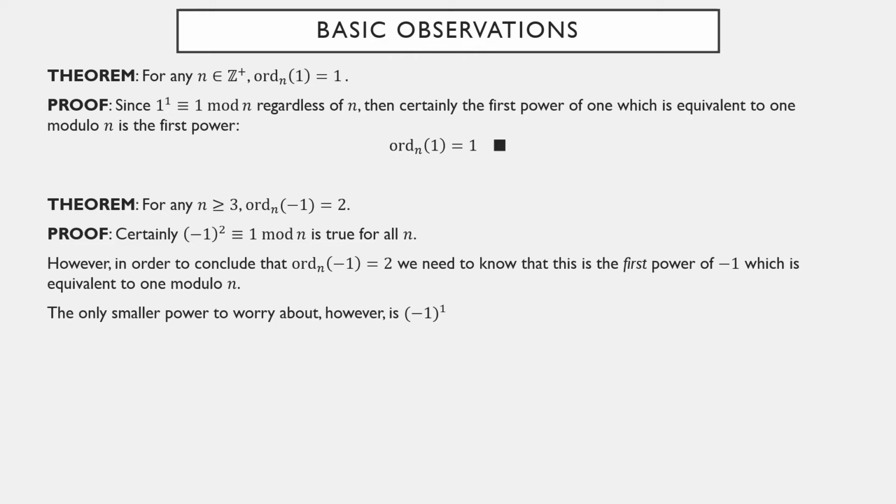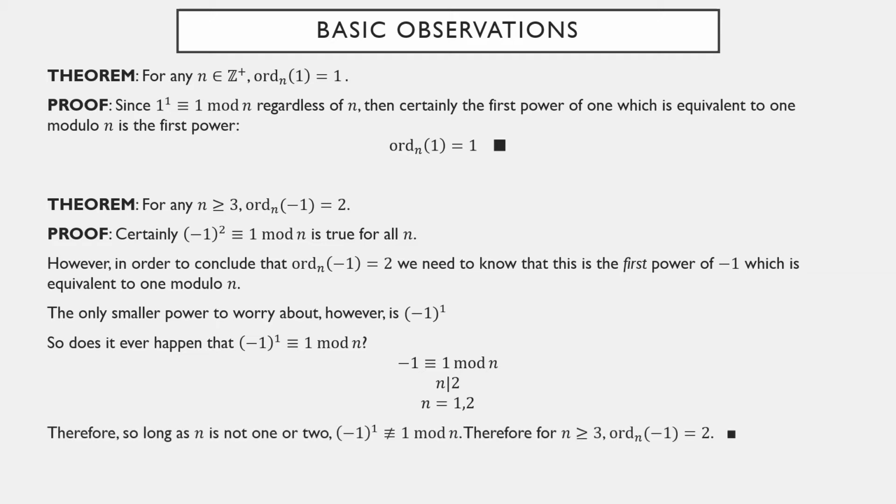So the only power before the second power to worry about is the first power. Is it possible for -1 to the first to actually be equivalent to 1 modulo n? If so, then n has to be a factor of 2. In other words, n is either 1 or 2. So as long as n is not 1 or 2, -1 to the first is not equivalent to 1 mod n.